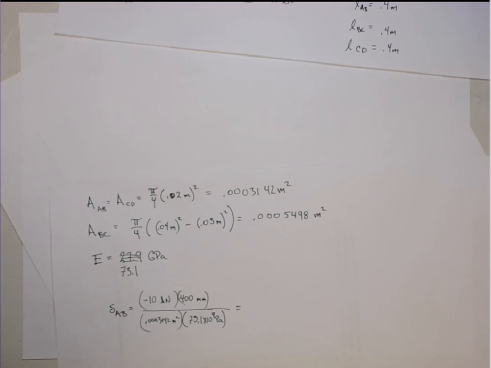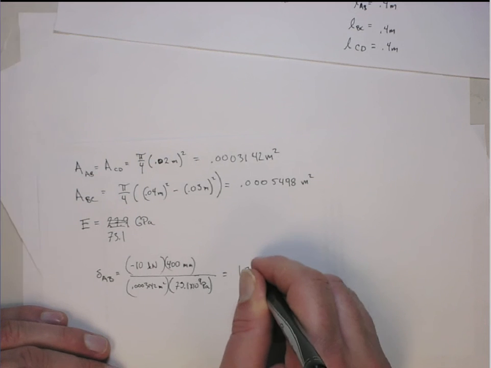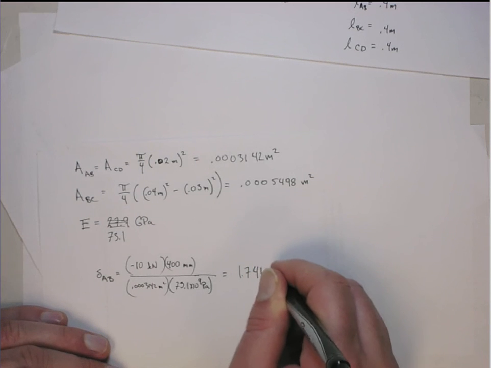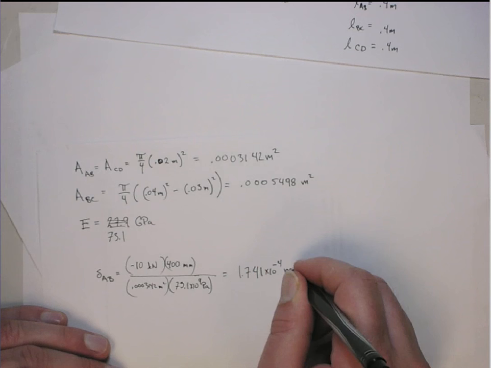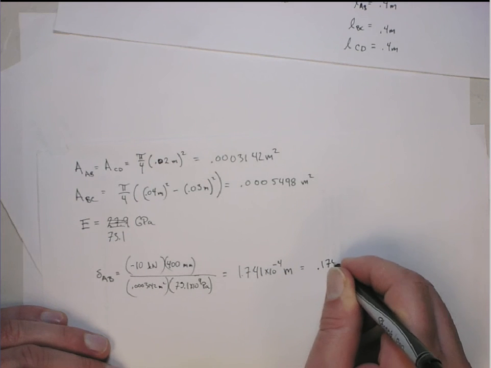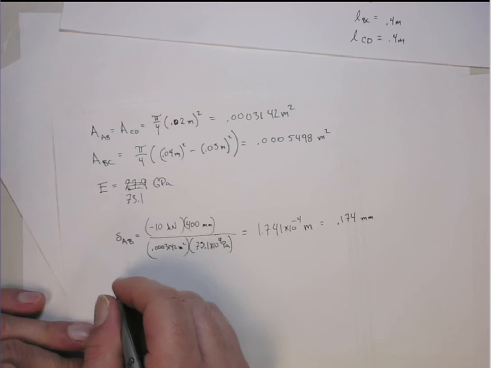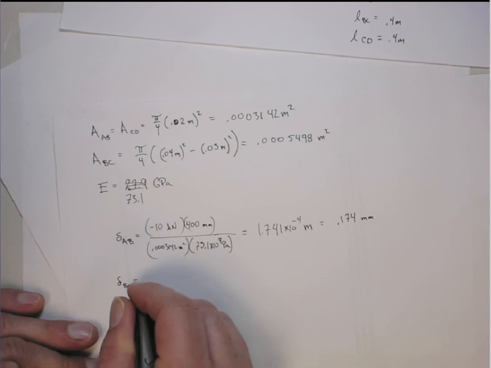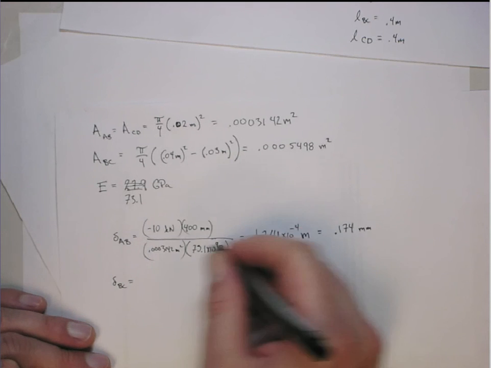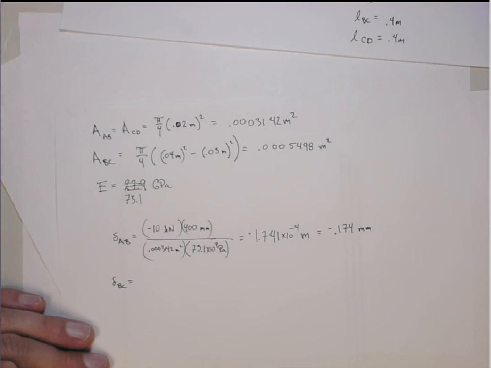Okay, so that gives me 1.741 times 10 to the minus 4th meters, which is 0.174 millimeters. Okay, we do the same things for the other sections. BC, and I gotta remember it's a negative, right? Don't drop the sign. That's the most important thing. That's the easiest thing to screw up. Forget the sign on that one.